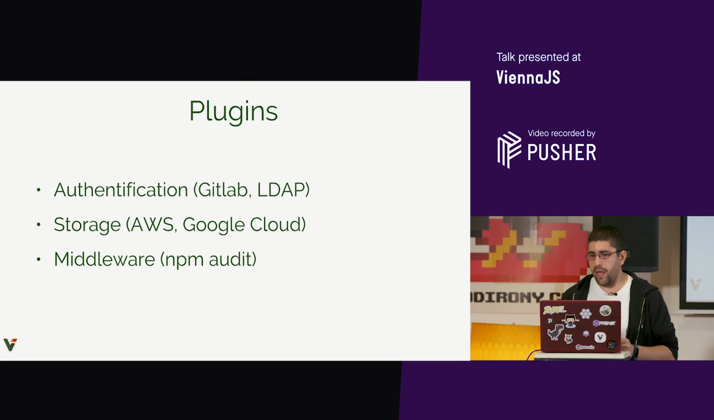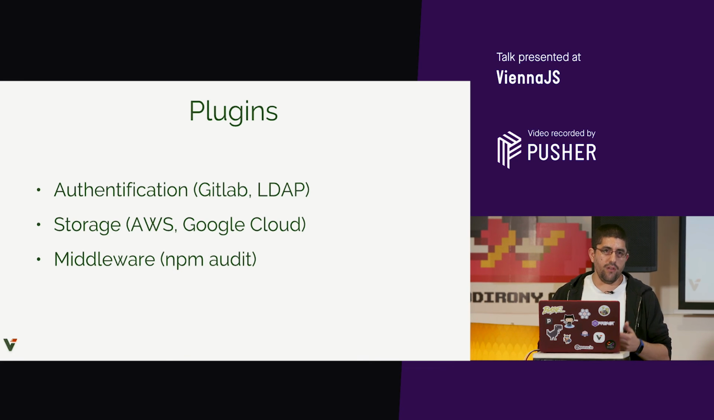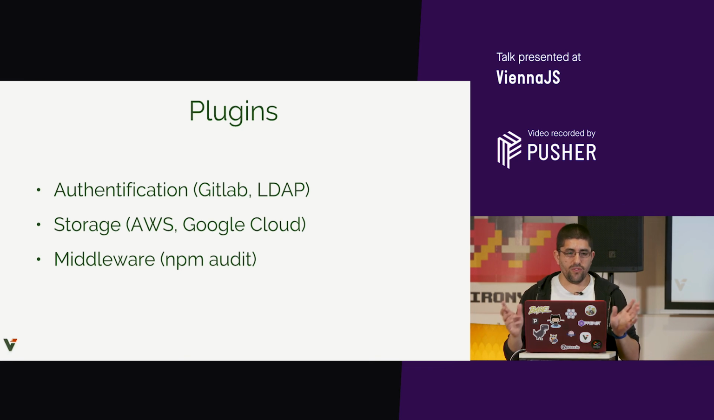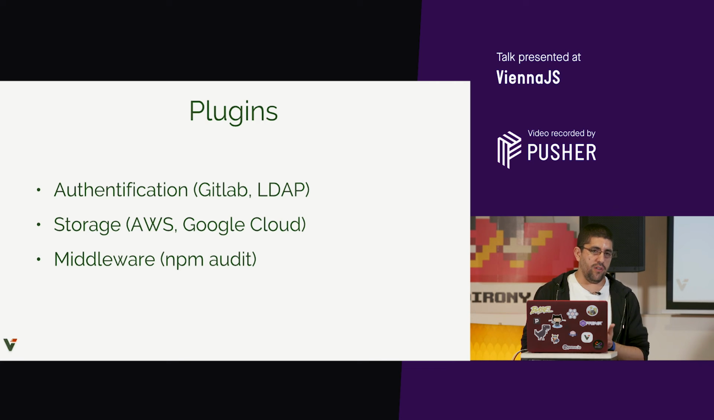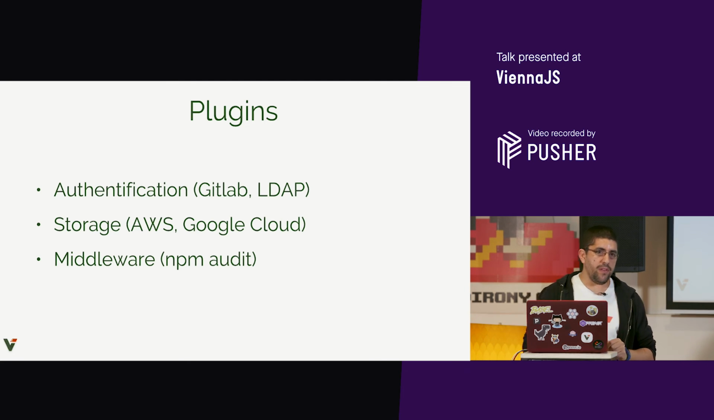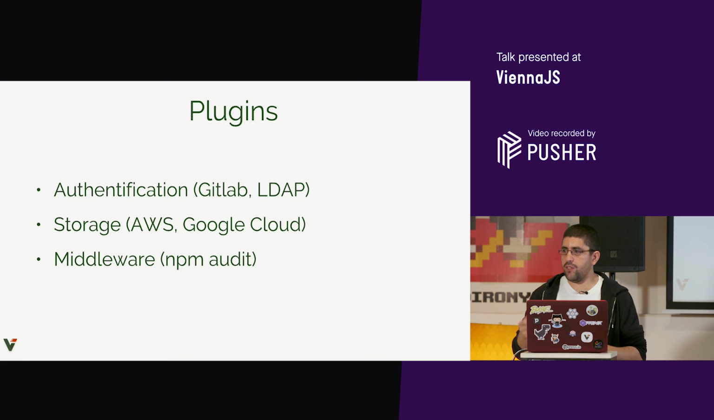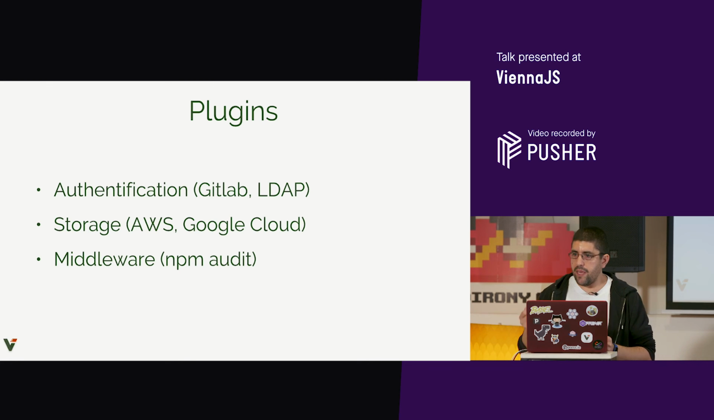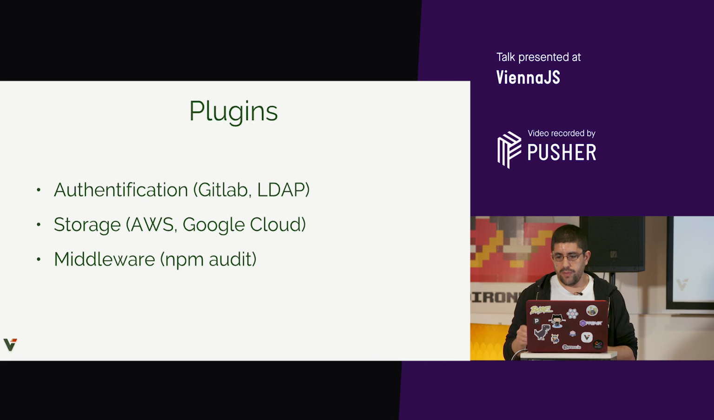We have 3 kinds of plugins. The first one is authentication. For instance, GitLab is the most popular one, LDAP, or LDAP, I don't know how to say in English. And storage, for instance, you can use the plugin of Amazon, like I said before, or the Google Cloud. Also, we have middleware, because Verdaccio is an Express Node.js application. You can add your own endpoints, or you can intercept requests if you want. For instance, we built the npm audit plugin, which provides npm audit support through Verdaccio to the main registry.